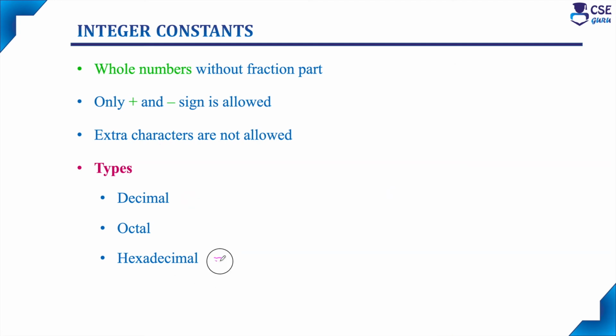And next, if we are considering the hexadecimal constant. For the hexadecimal constant we can include the digits 0 to 9 and letters A to F. We can include the uppercase letters A to F as well as the lowercase letters A to F. And this hexadecimal constant is otherwise called base 16 number. Like in octal constant, here in hexadecimal constant, it should be preceded by 0 small x or 0 capital X.